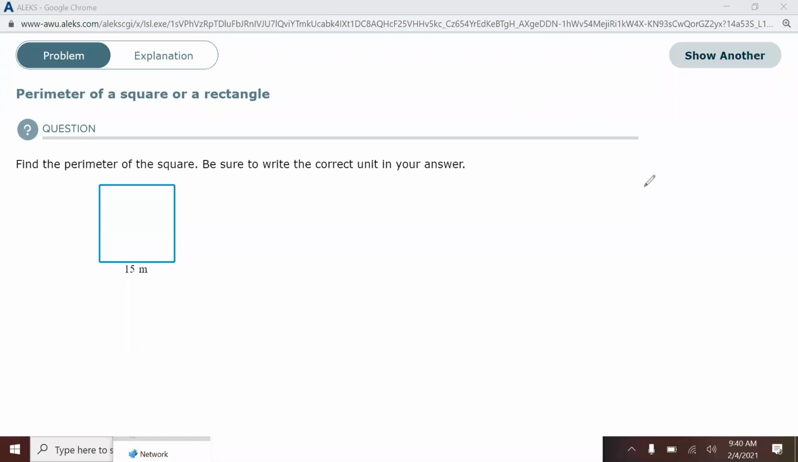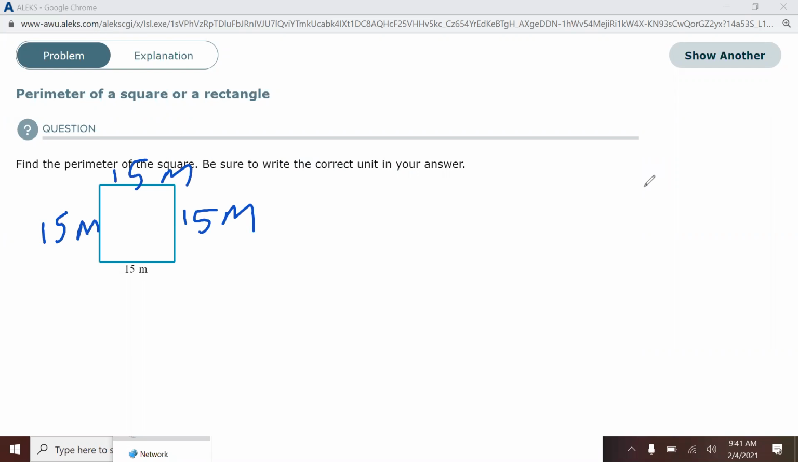Now let's find the perimeter of a square. The first thing we need to realize is that it is a square. And something that we know about squares is that all 4 sides are the same length. Therefore, each one has a length of 15 meters.